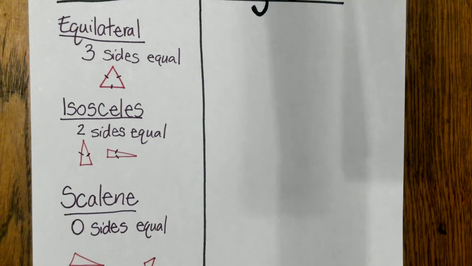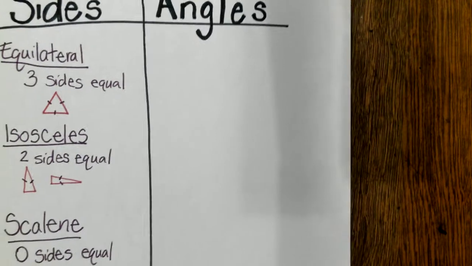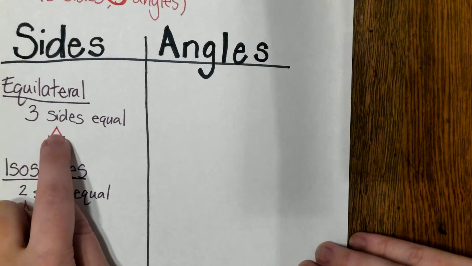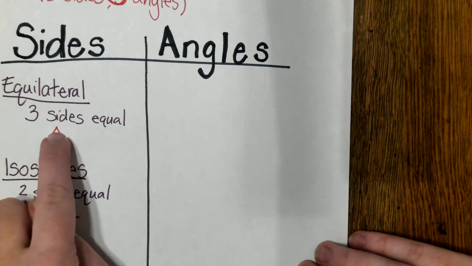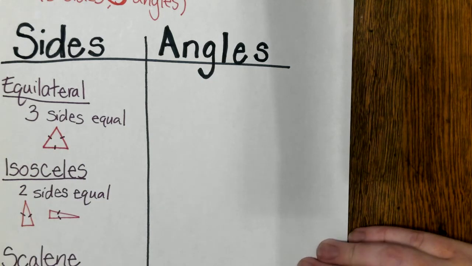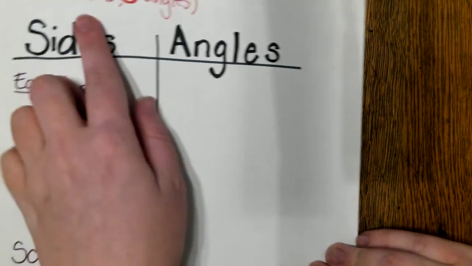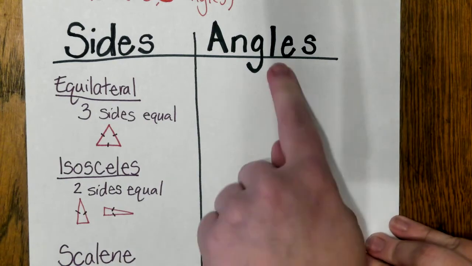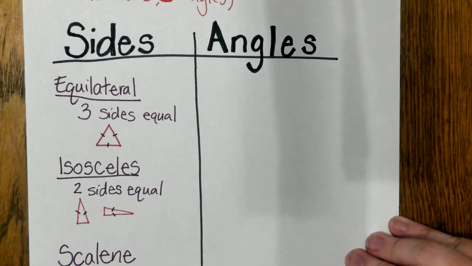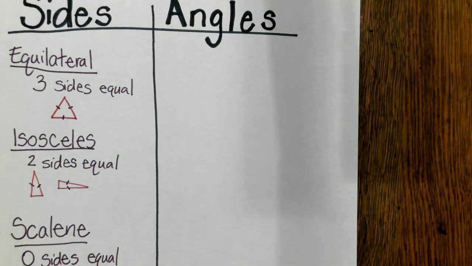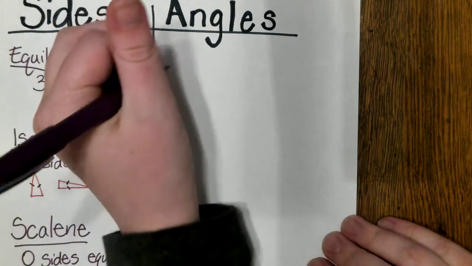Now the other way to classify triangles is based on their angles. Remember, angles are those little corners. They're the little points. 3 sides, 3 angles. And just like there are 3 ways to classify a triangle by sides, there are 3 ways to classify the triangle by its angles. The first one we're going to look at is an acute triangle.